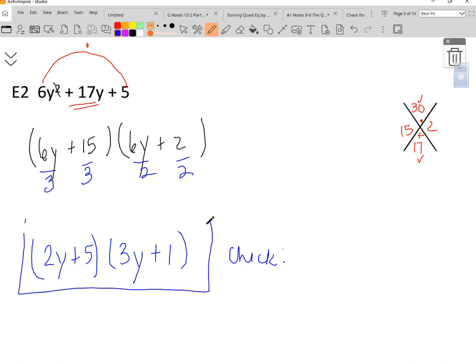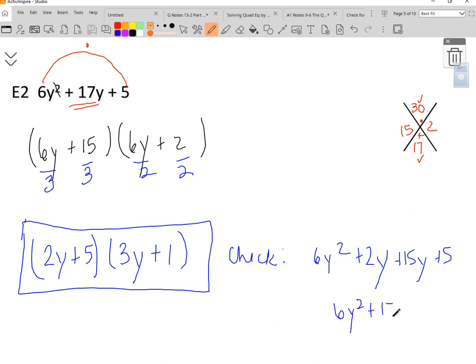Answer, let's do a quick check. 2y times 3y is 6y squared. 2y times 1 is 2y. 5 times 3y is 15y. And 5 times 1 is 5. These are like terms, so we simplify. And this is the same as this. So we know that we have factored this expression correctly. Any questions?